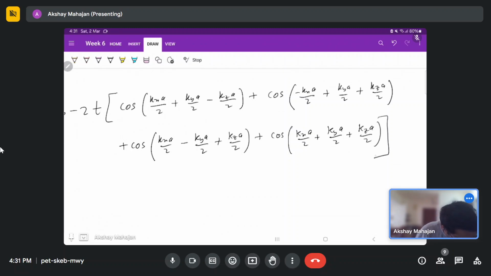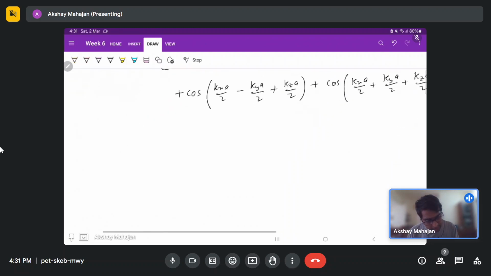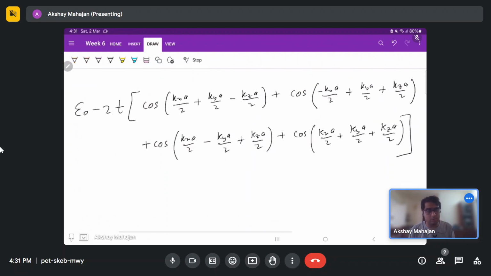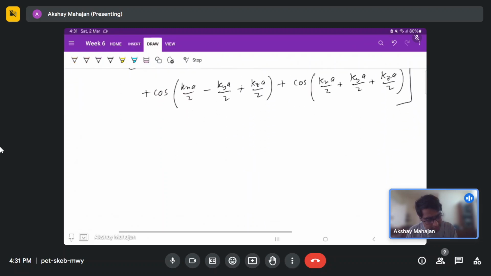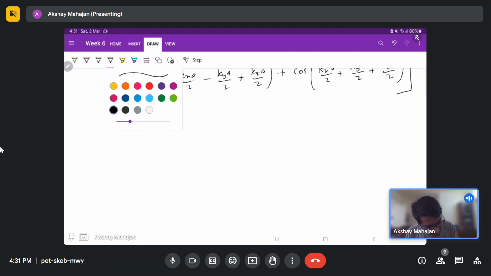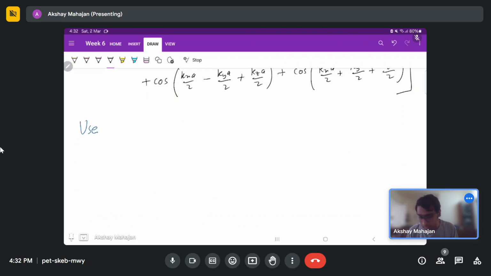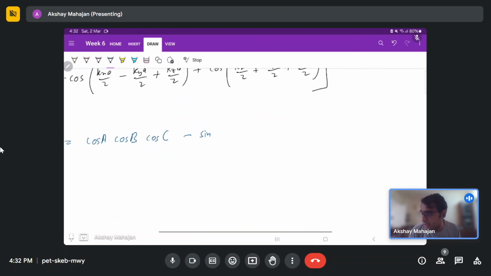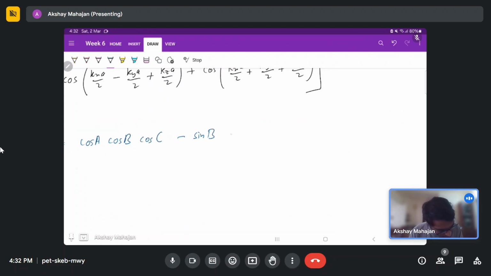Alright, then this is a cosine with these 3 thetas, so you have to use this relation, cos of a plus b plus c, which is given by cos a cos b cos c minus. This is a trigonometry relation that you have to use.